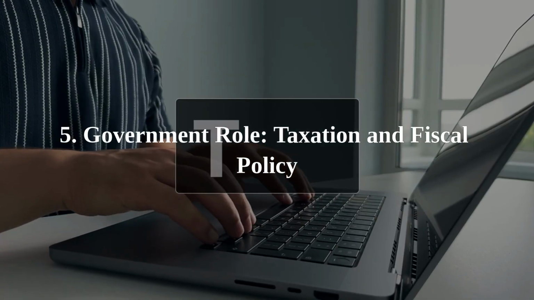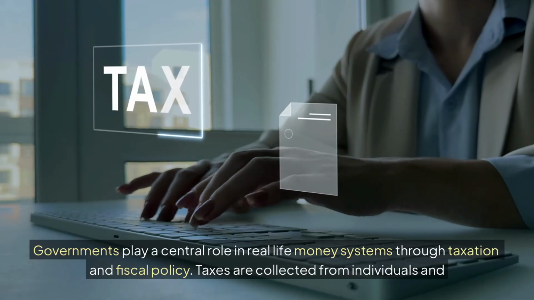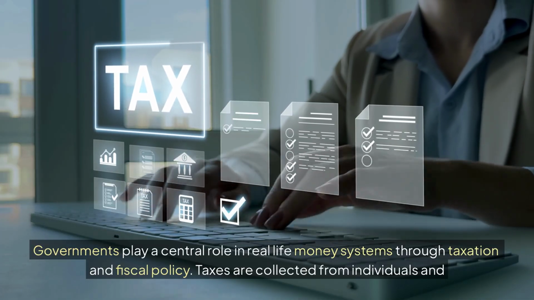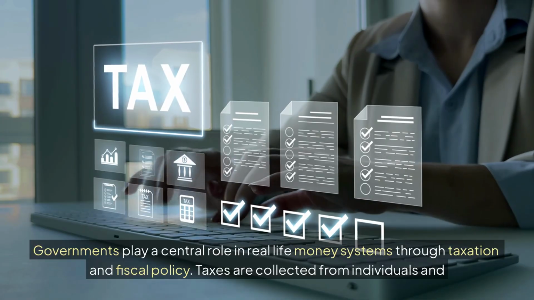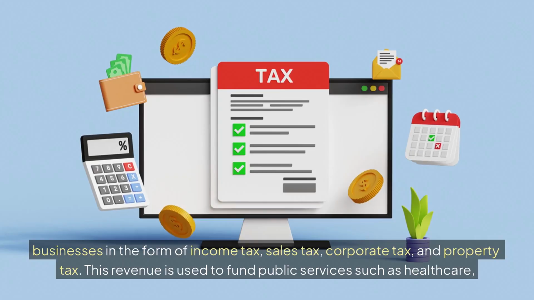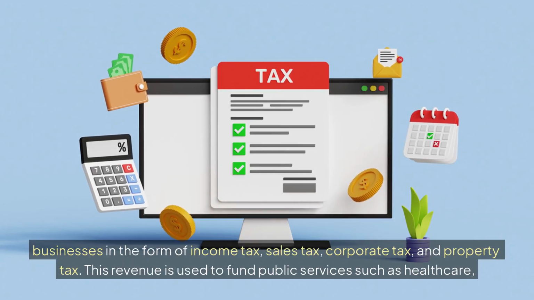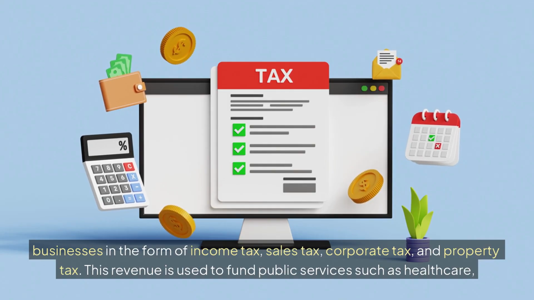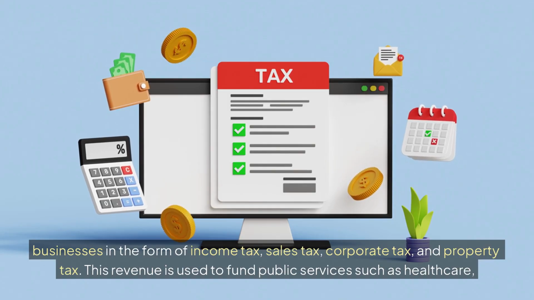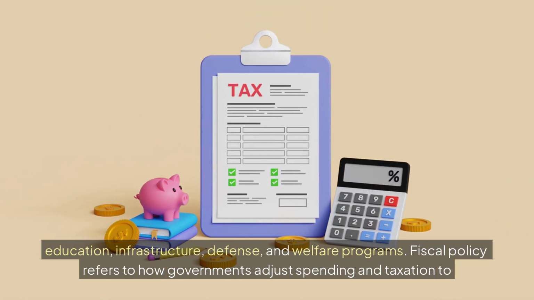5. Government role, taxation and fiscal policy. Governments play a central role in real-life money systems through taxation and fiscal policy. Taxes are collected from individuals and businesses in the form of income tax, sales tax, corporate tax, and property tax. This revenue is used to fund public services such as healthcare, education, infrastructure, defense, and welfare programs.